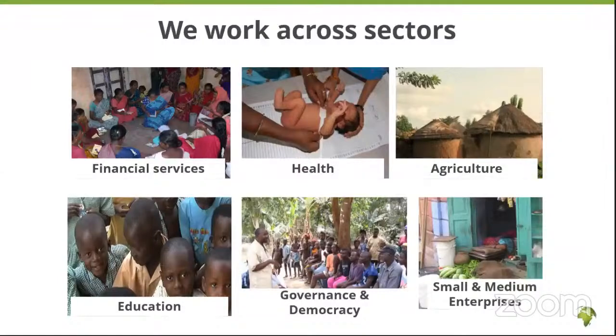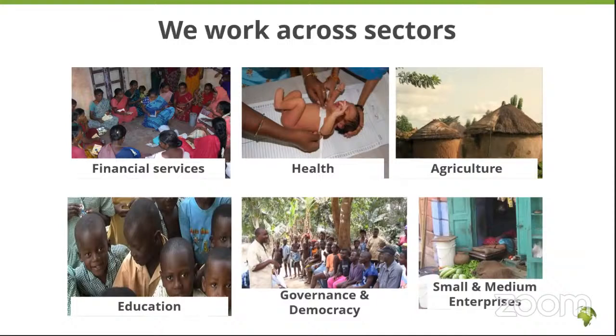Some of the sectors that we work in as IPA, we work across all sectors. We are not limited, but just to mention a few, we work in the financial services sector, the health sector, agriculture, education, governance and democracy, and small and medium enterprises. And just to add a few that we've recently ventured into, we have peace and recovery, consumer protection, and human trafficking. Those are all areas that IPA is conducting research and engaging policymakers in.